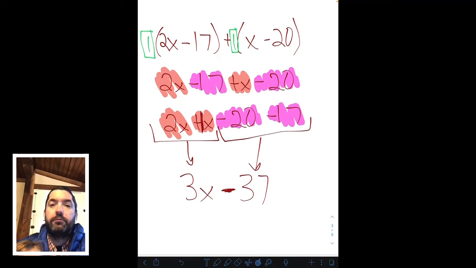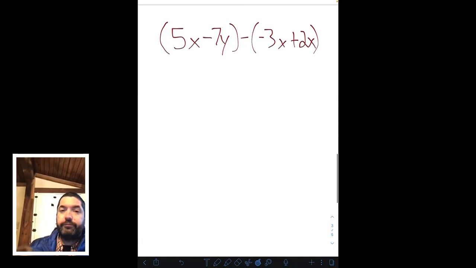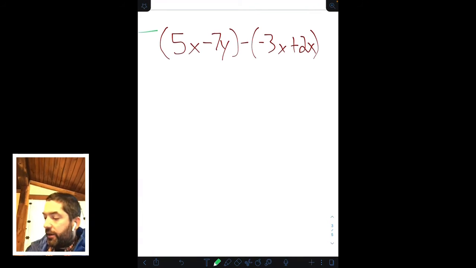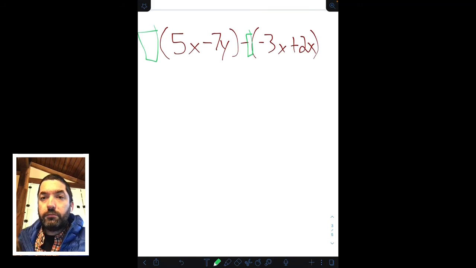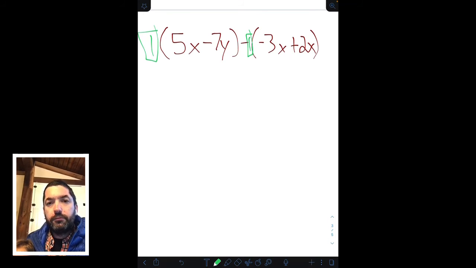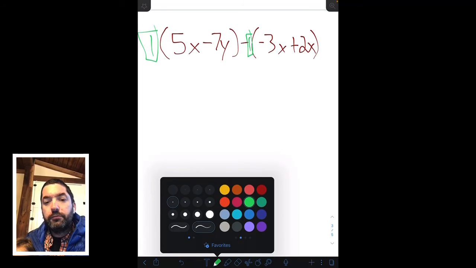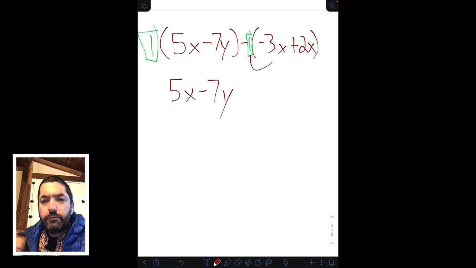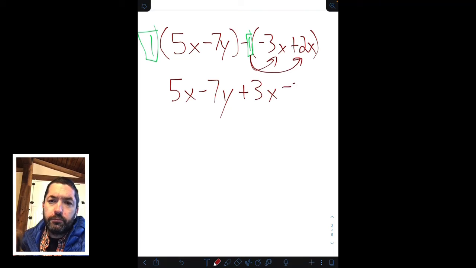Not too bad. Now, we'll get a little tricky today when we have a minus instead of a plus. So, do what you did before. Say, okay, is there any number being distributed? Well, just a 1 and then a minus 1, and that changes things. So, with a normal 1, you multiply it, and everything inside stays the same, 5x minus 7y. But when it's a minus 1, what's minus 1 times minus 3x? Well, it's a plus 3x. And what's a minus 1 times a positive 2x? Well, it's a minus 2x.